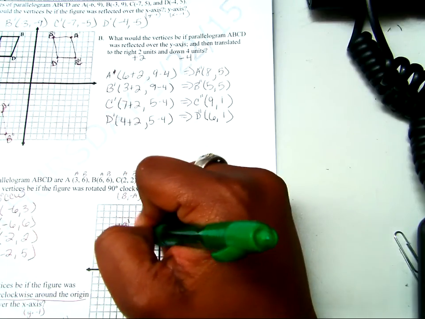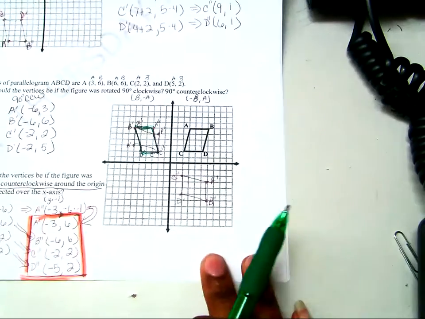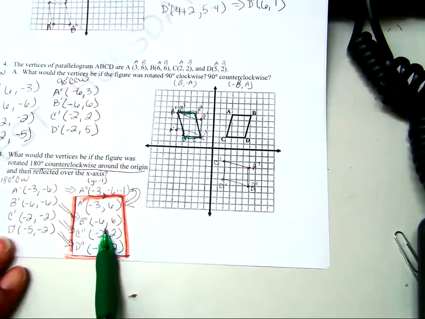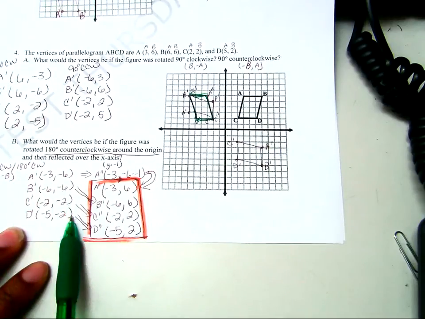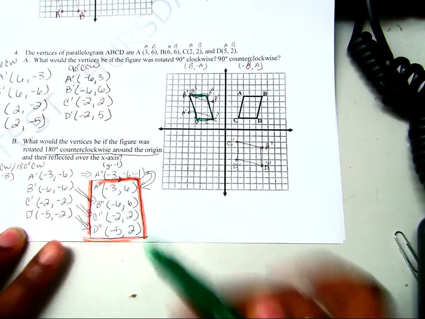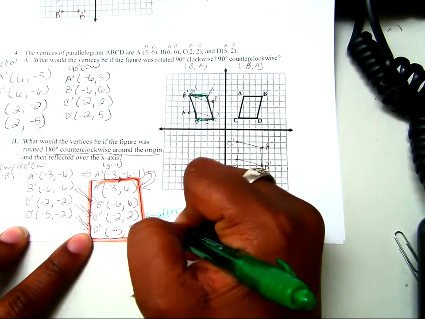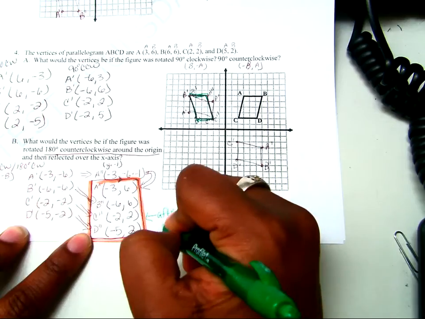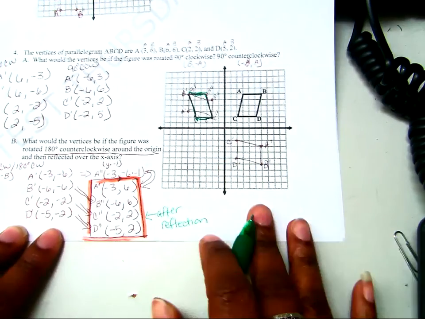All right. So that green is this orange after it's been rotated 180 degrees and then reflected. This is after reflection. Okay? Those are the kind of things we're going to be doing. Let's keep going. Wow, we're almost done. Yay.